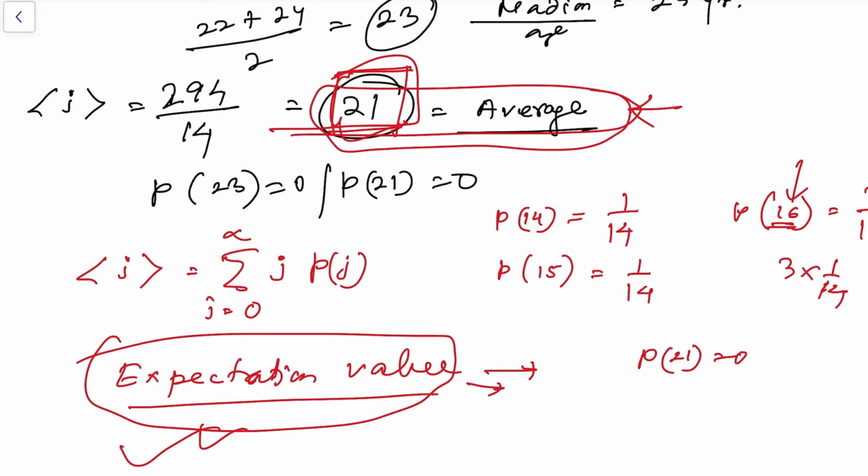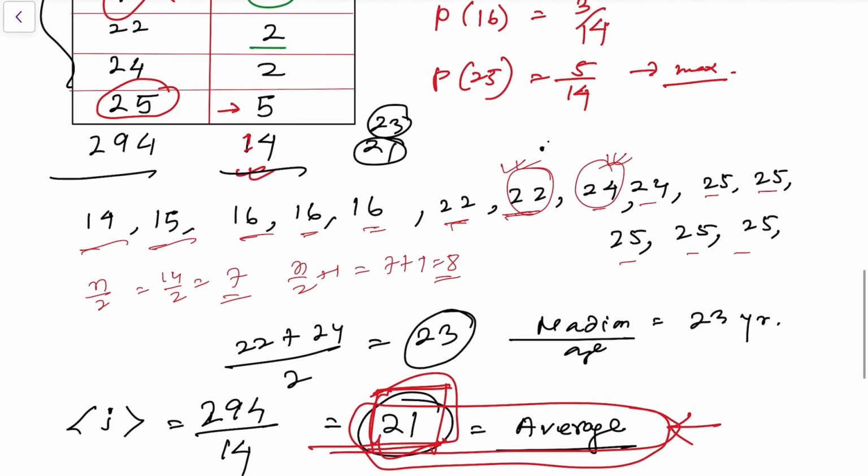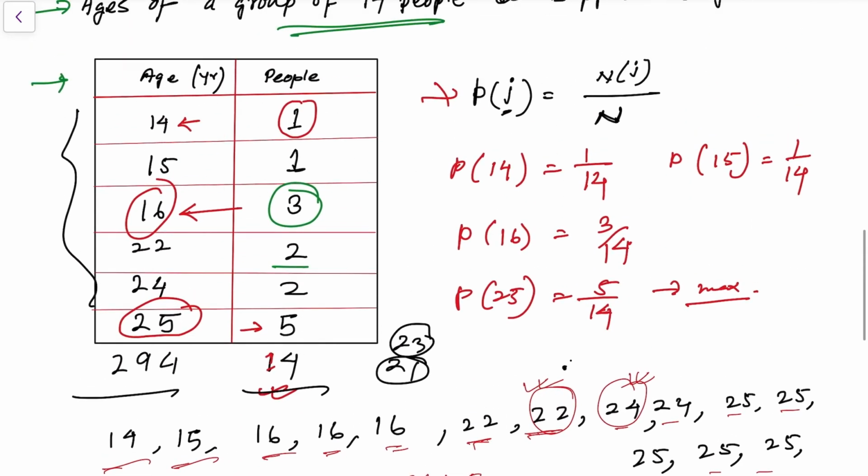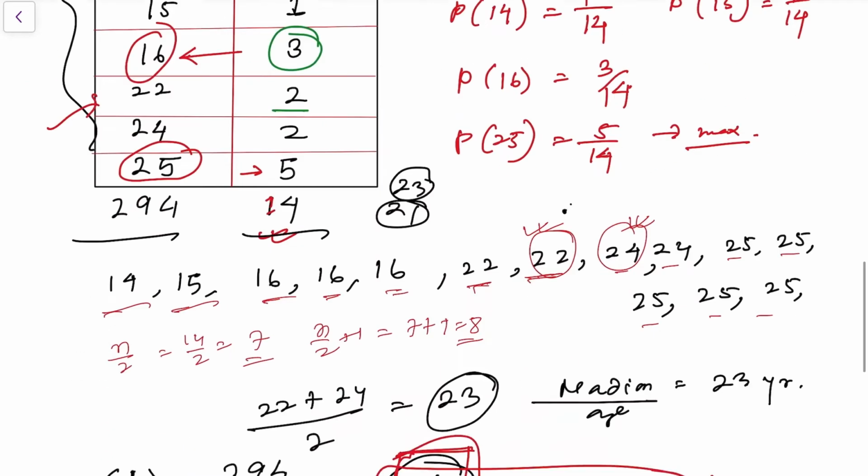So expectation value is the value of interest in quantum mechanics that we want to obtain, but this term is misleading. Though we have got an average of 21, the probability in this case, not in all cases, it will be 0, because in this particular example there is no member who is 21 years old. So it is misleading.